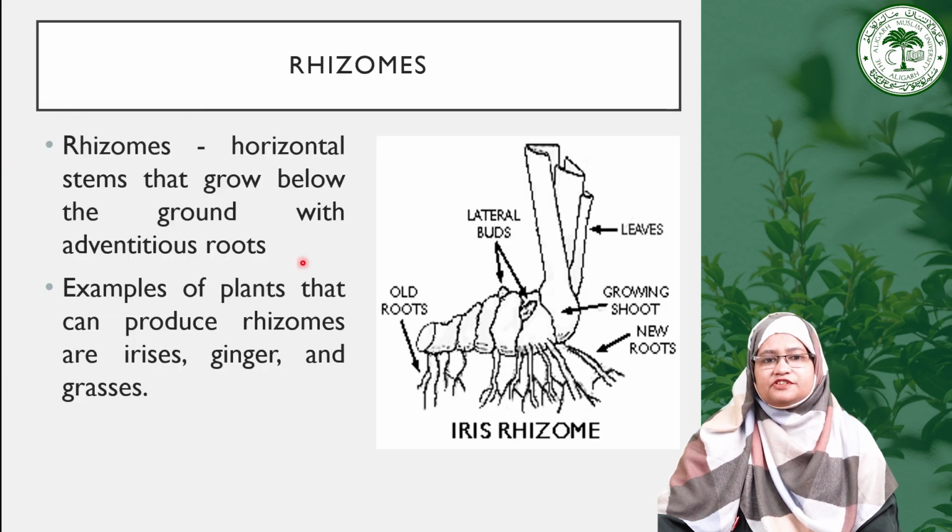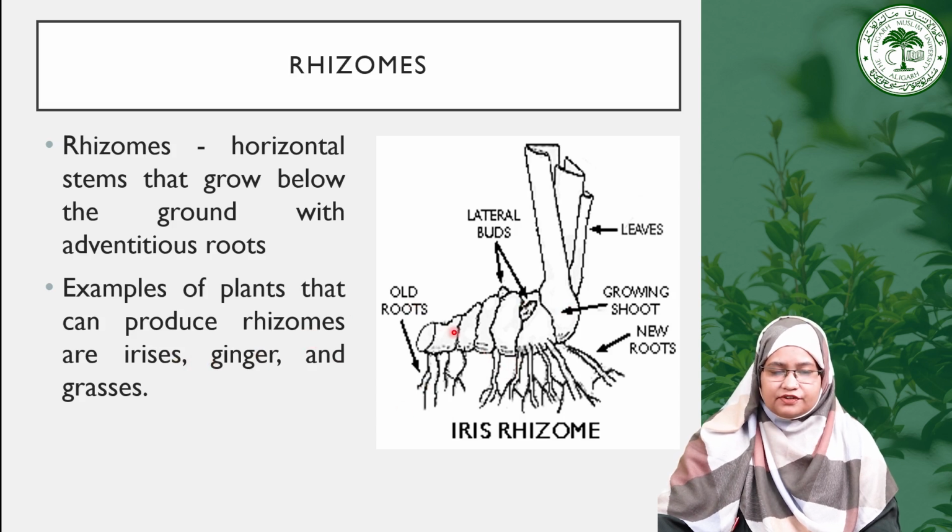So if we see the first one, that is the rhizome. As you have seen, rhizomes are horizontal stems that grow below the ground. They have horizontal growth. As you can see, these are the nodal regions, these are the lateral buds, and at the end you will find a growing shoot, and from the lower part a new root is originating, and these are the old roots. Examples of this type of stem are irises, ginger and grasses. They have an underground rhizome type of stem.